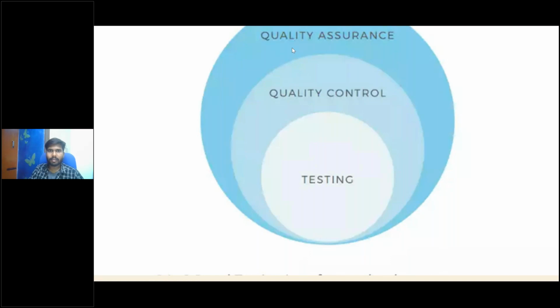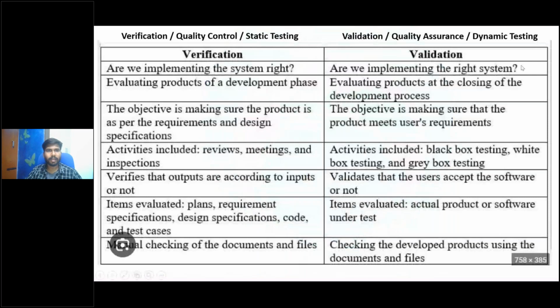So we'll see the next slide so that you'll have a detailed understanding of what I'm iterating now. This table gives the simple differences between verification and validation. As I told, quality control, verification, and static testing all refer to the same terms. And then we can say validation, quality assurance, and dynamic testing, all are the same.